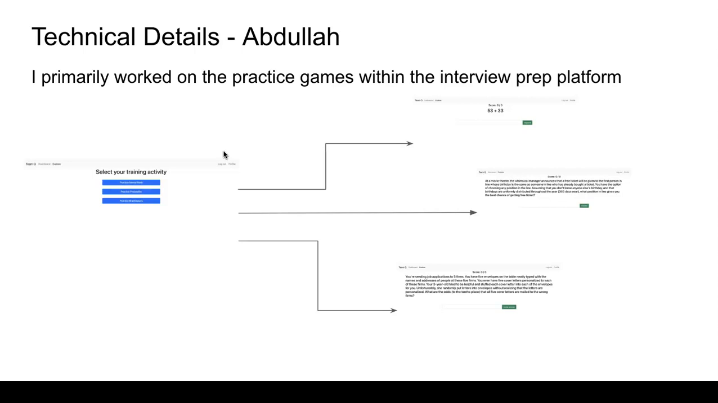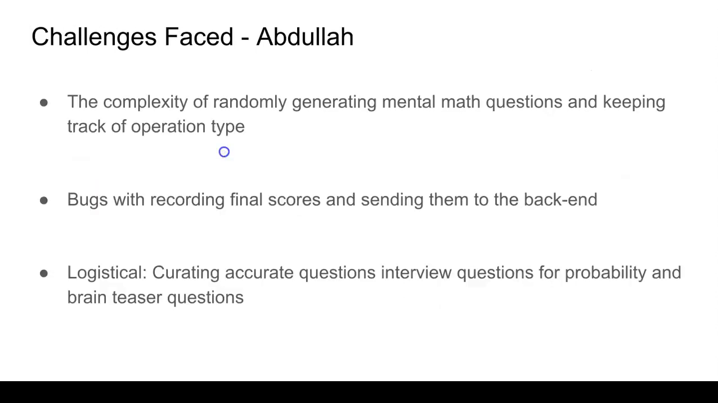There were a few challenges that I faced in implementing this from a technical perspective. The first one was that there was a level of complexity involved with randomly generating mental math questions and keeping track of the operation type. There were a lot of moving pieces here because each question where the two numbers are generated has to then be connected to an operator, and then based on that we have to grade the solution appropriately.